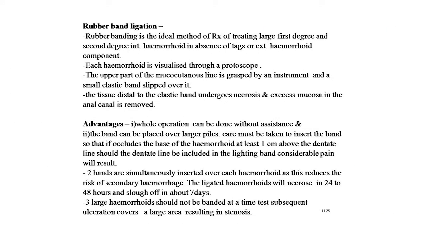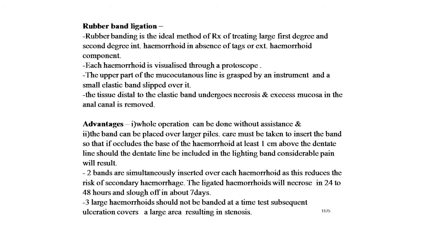The next treatment is the rubber band ligation. Rubber banding is the ideal method of treating large first degree and second degree internal hemorrhoids in the absence of tags or external hemorrhoid components. Each hemorrhoid is visualized through a proctoscope. The upper part of the mucocutaneous line is grasped by an instrument and a small elastic band is slipped over it.